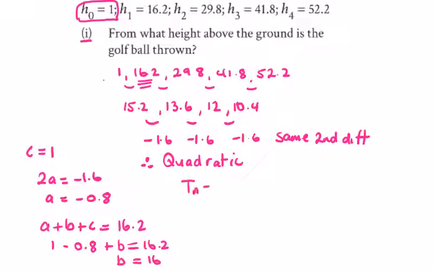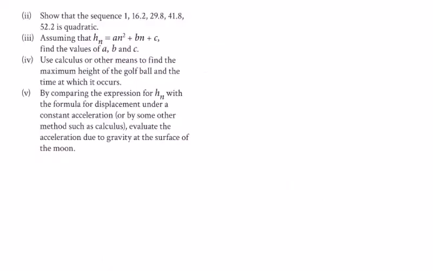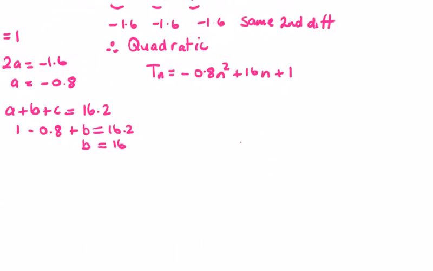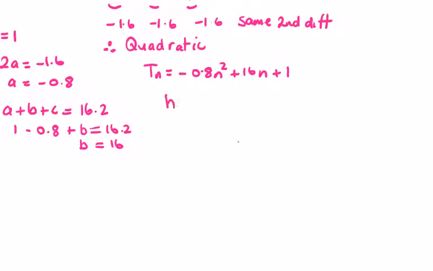So our term Tn is going to be minus 0.8 n squared plus 16n, and plus C, which is plus 1. So we've shown it's quadratic. We found A, B, and C. Use calculus to find the max height. So we have Tn. So this is the height. We'll change it to t here because we're dealing in seconds. Minus 0.8 t squared plus 16t plus 1 is the height after t seconds.